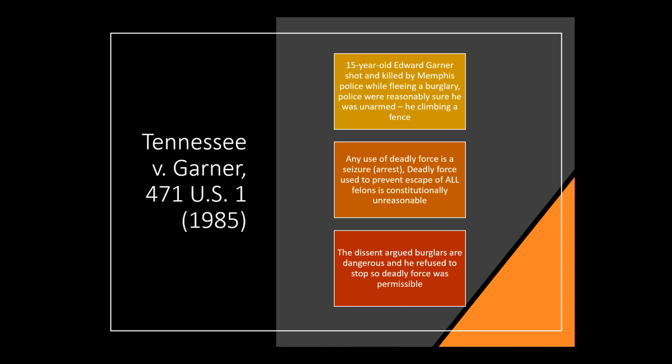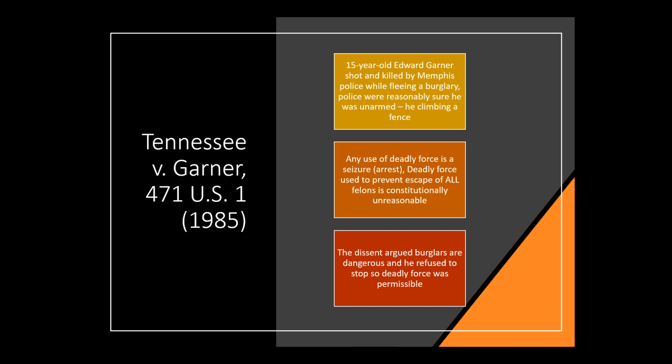What the Supreme Court says here, and I believe Justice White wrote this opinion, and there was a dissent, is that you can't use deadly force to prevent the escape of all felons. That the amount of force has to be kind of proportional to what crime we're talking about. This was a non-violent felony, okay? So that was not enough.